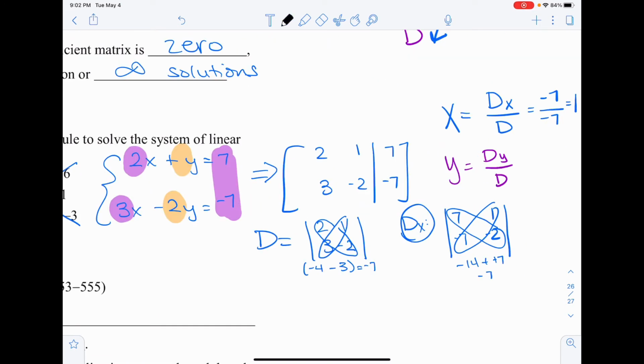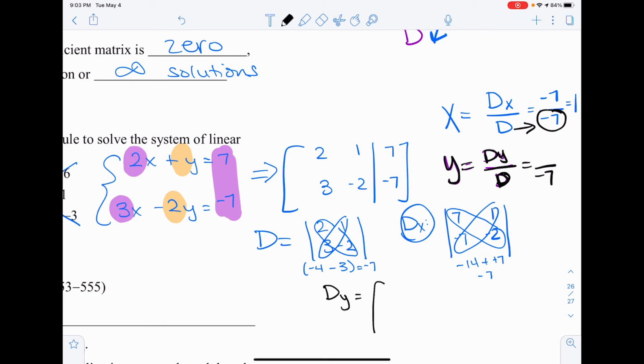Okay, let's solve for y now. So remember, we know y equals the adjusted determinant of y divided by the determinant. Well, we already know d is the coefficient determinant. We already have that here at -7. So we're just going to rewrite that same value. We've already got our denominator. So all we have to do is find our adjusted determinant for y.